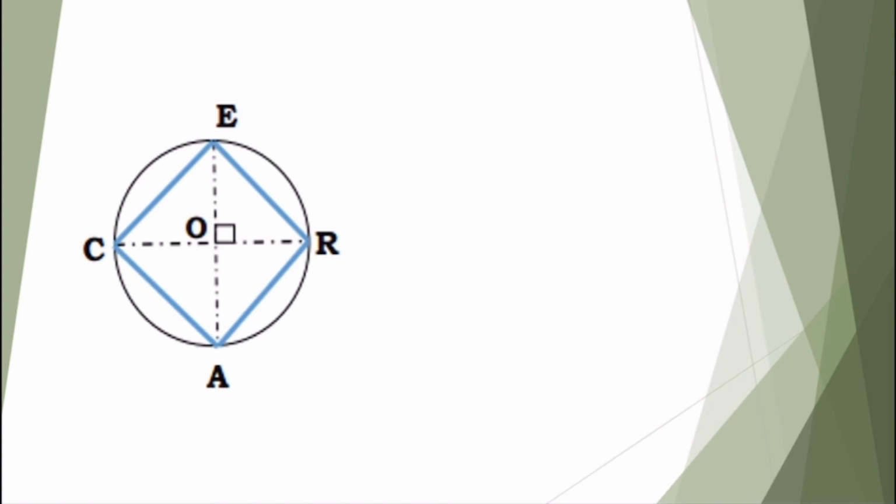Points C, A, R, and E are on a circle, centered at point O. Show that CARE is a square.